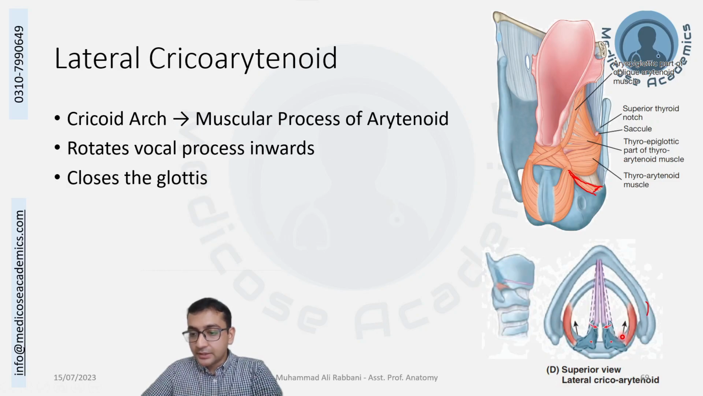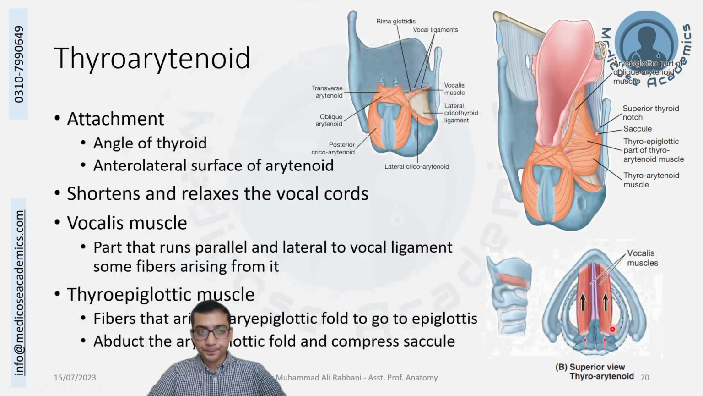In the meanwhile, this is exactly opposite. It is approaching the muscular process from the front. So as it pulls the muscular process forward, the vocal process goes medially. It closes the diamond. It will rotate the vocal processes, the vocal cords, near one another. It will rotate the arytenoid cartilage along the vertical axis and it will close the glottis. It is an adductor of the vocal cord.